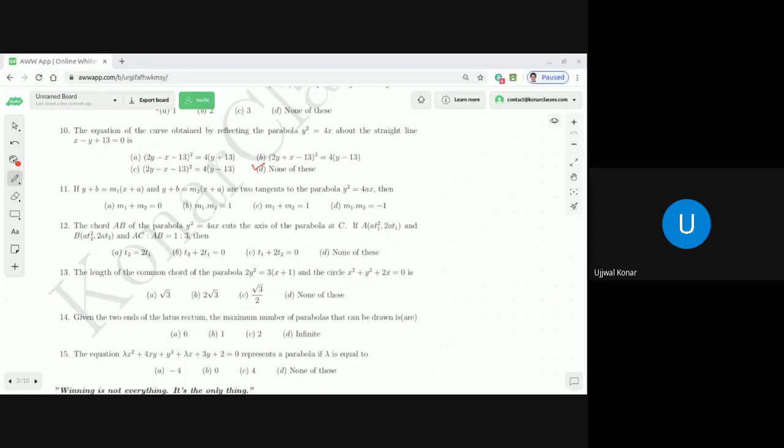Question number 11 is option D. Question number 12, we get option B. Question number 13, we get option A. Question number 14, we get option C. And finally, the last question, question number 15, we get option C.